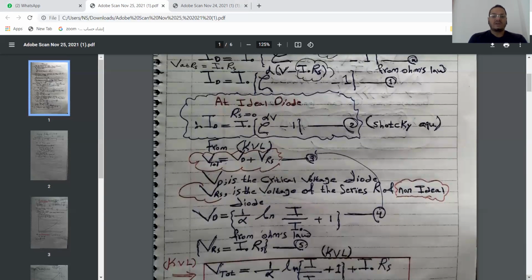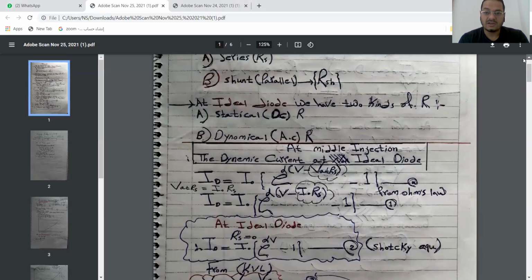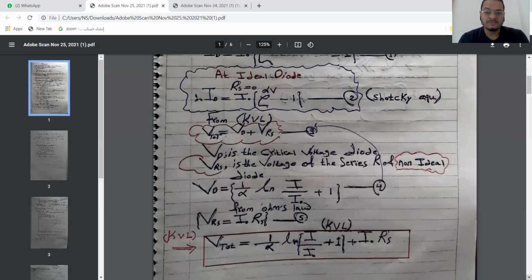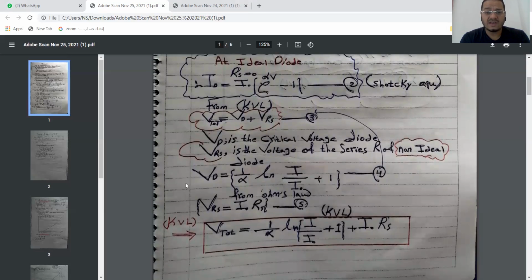Now let's work on the Kirchhoff voltage law. V total equals Vd, that means the diode potential, plus VRS, that means the potential at the series resistance. We calculated the diode voltage in the last lectures: Vd equals 1 over the diode constant times ln of I over I saturation current plus 1. We will put it here, and we know the VRS result equals saturation current times series resistance. So V total will be like that.